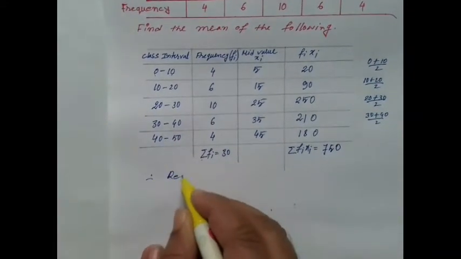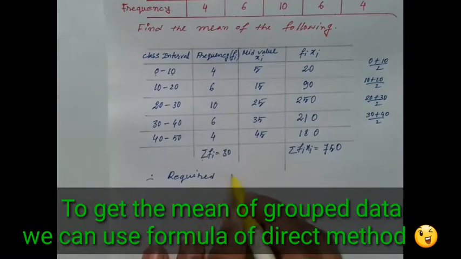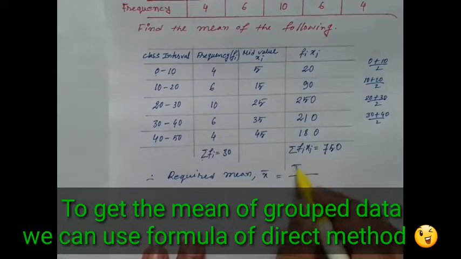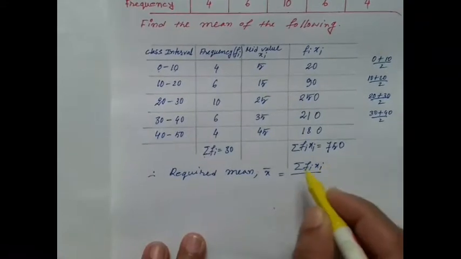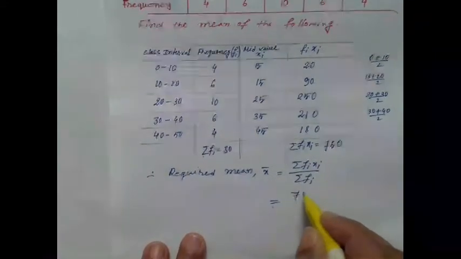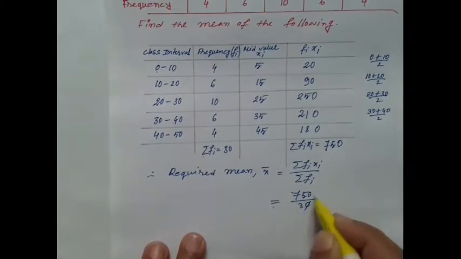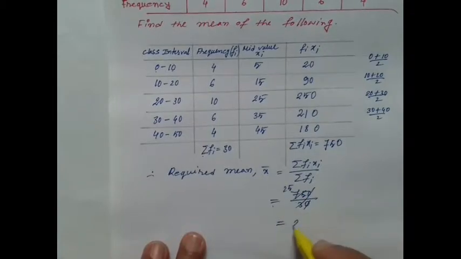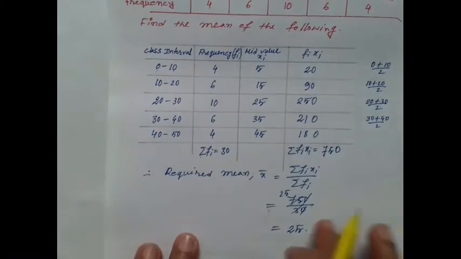Therefore required mean x bar equal to summation fi xi by summation fi. This one is the direct method, we have done summation fi xi by summation fi, that is 750 by 30. So we are getting 25. So this is the required mean.